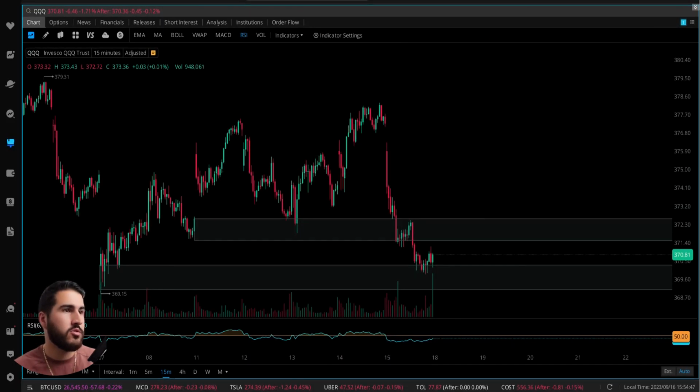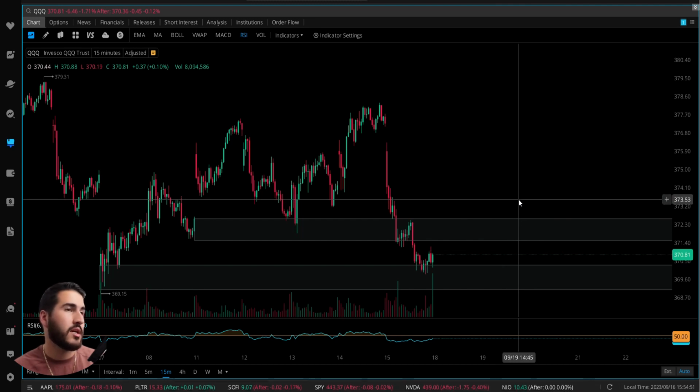So yeah, those are the two trades that I took on QQQ. That's what I saw on the charts. That's my technical analysis and trade recap.